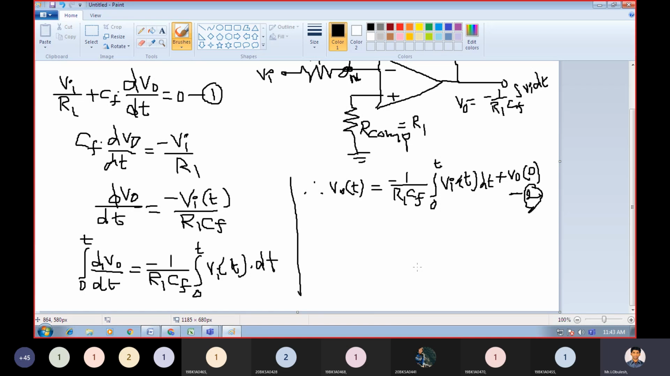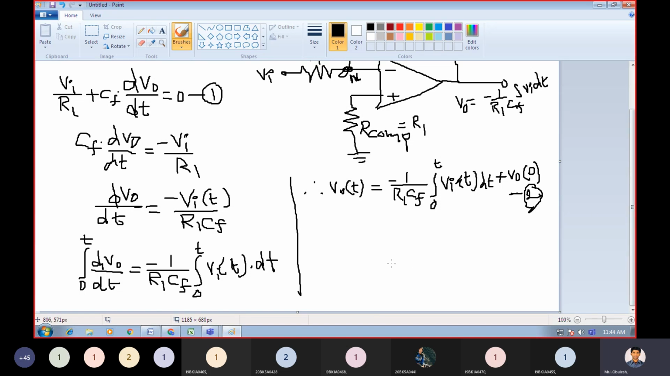The circuit thus provides an output voltage which is proportional to the time integral of the input. R1 CF is the time constant of the integrator, and the output voltage is proportional to the time integral of the input.